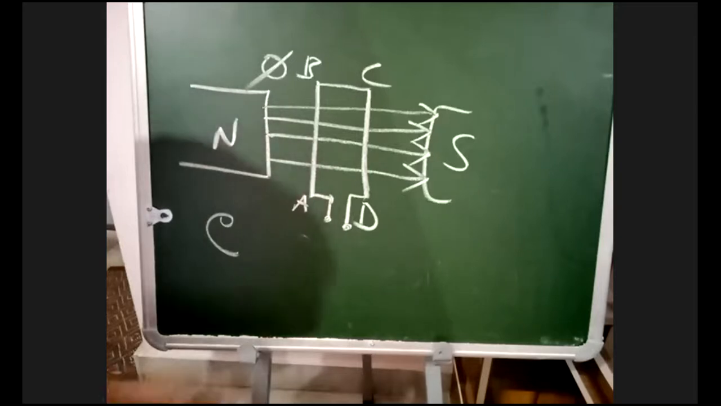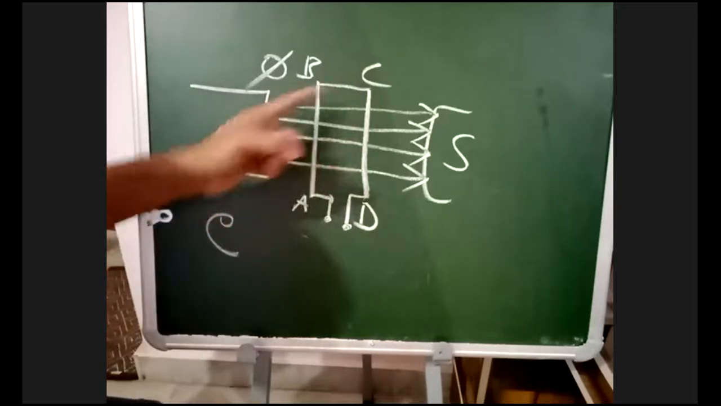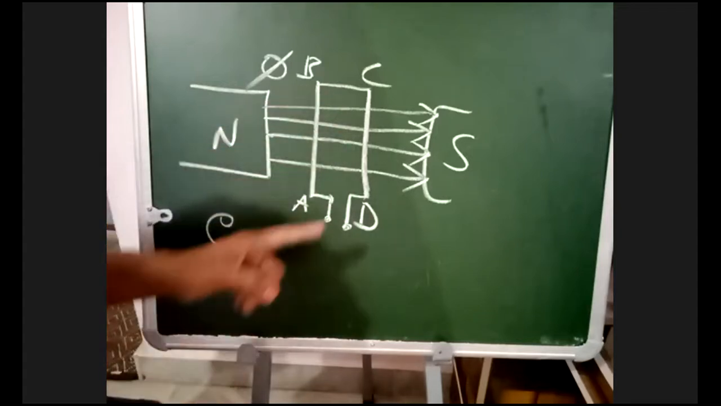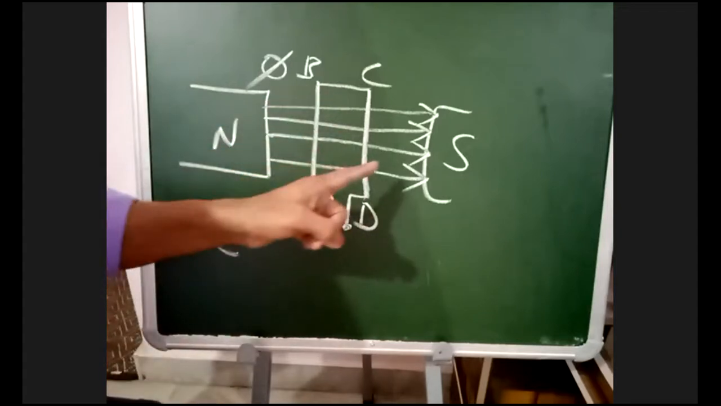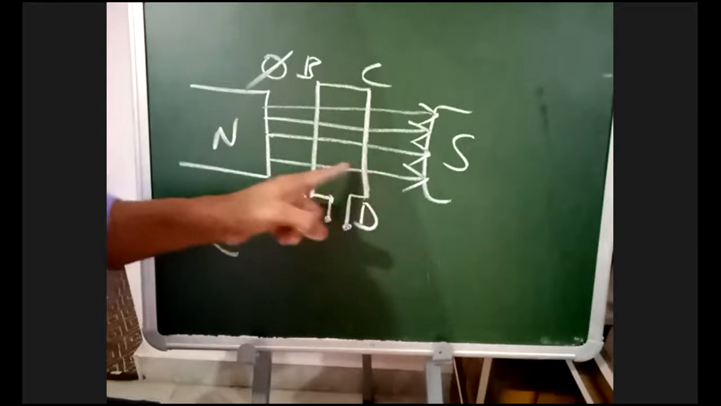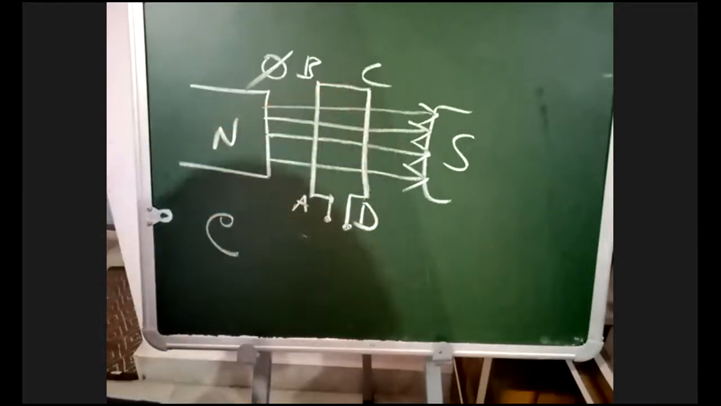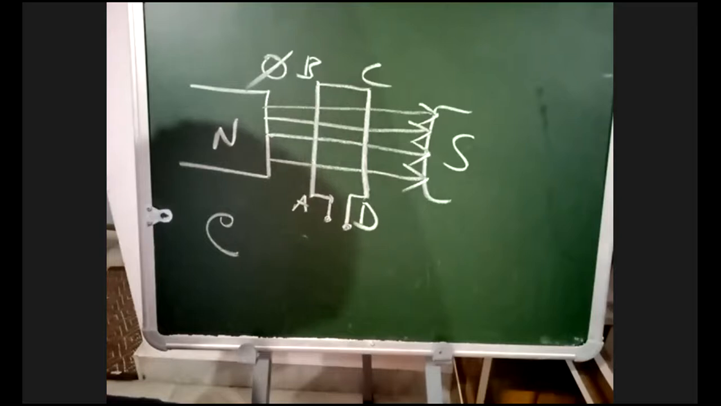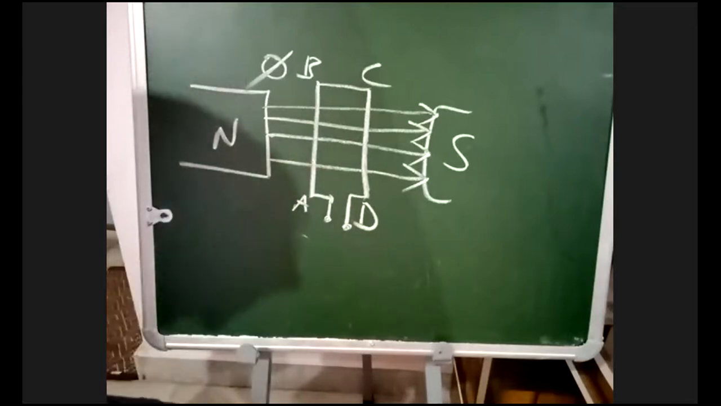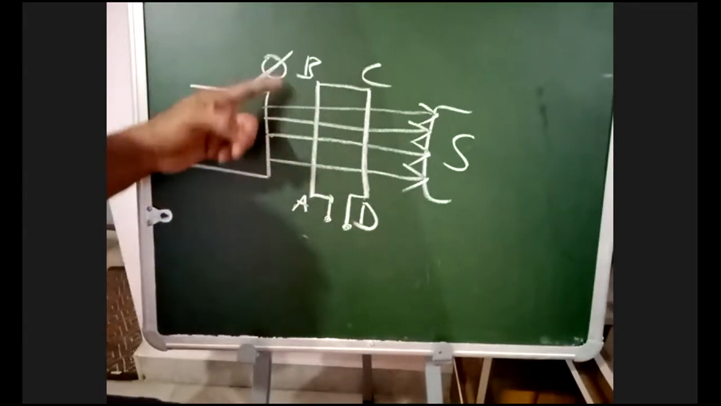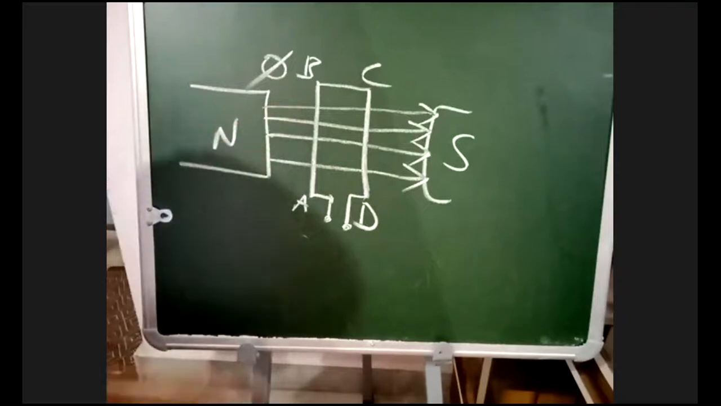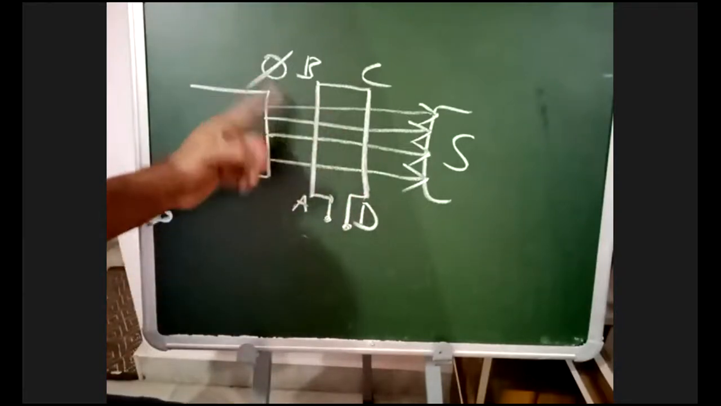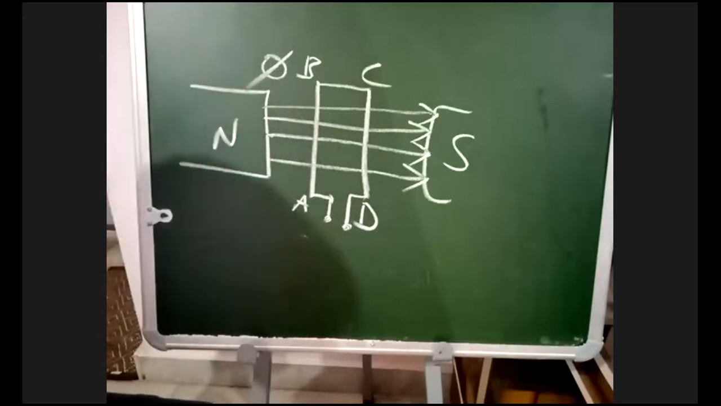Now what I had told, when this conductor is rotated in this magnetic field, I am rotating this conductor in the magnetic field. When this conductor is rotated in the magnetic field, what will it do? It cuts the flux. You rotate the conductor. If you are rotating this conductor in the magnetic flux, is it cutting the flux or not?